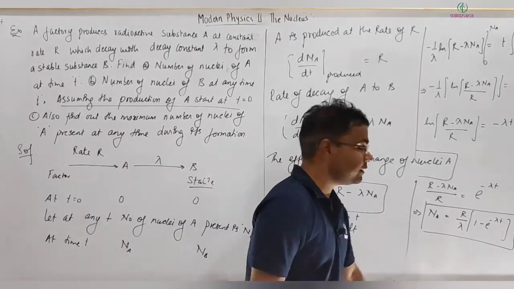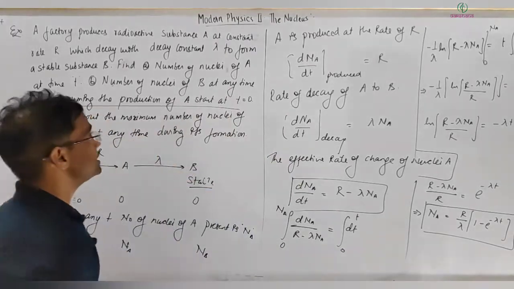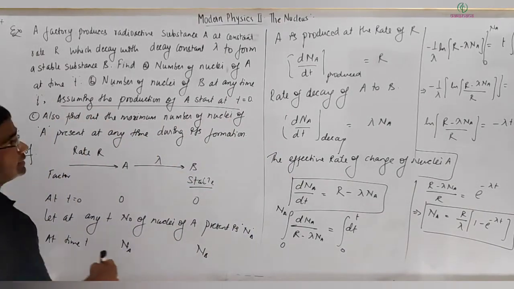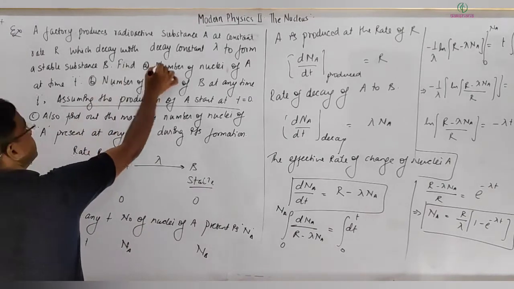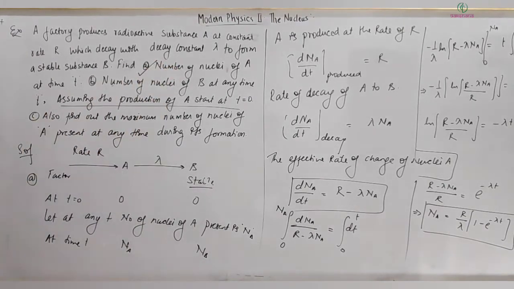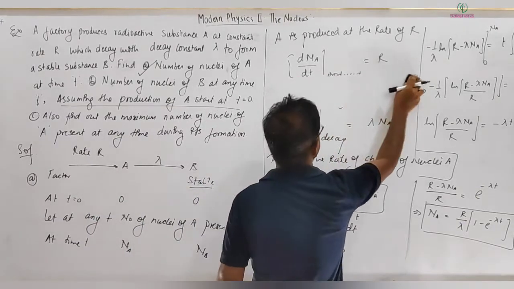So up to here we got just the number of nuclei of A. So this is part A, and this is done. Next it is also asking the number of nuclei of B at any time t. So for that let me first erase this part.